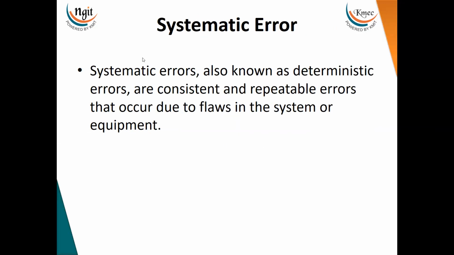And the other type of error is systematic error. What is meant by systematic error? Systematic errors are also known as deterministic errors. These are consistent and repeatable errors, and they occur due to flaws in the system or equipment.